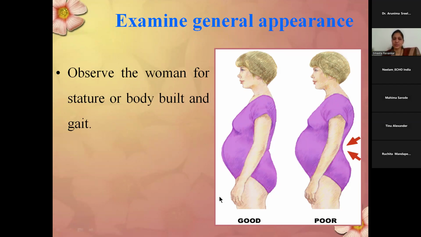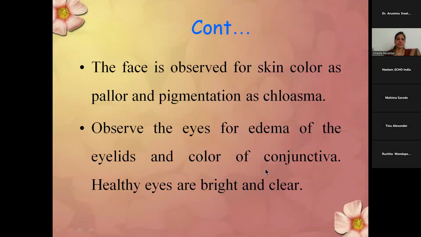You can see in these two pictures a woman who is bent backward. It's a poor stature which will put pressure over her lumbar region or lower back, and that may lead to back pain. But this woman is standing straight, and that is good posture. Face is also observed for the skin color, whether it is paler or there is any pigmentation, that is the chloasma. Observe the eyes for edema of the eyelids and color of the conjunctiva. Healthy eyes are bright and clear.